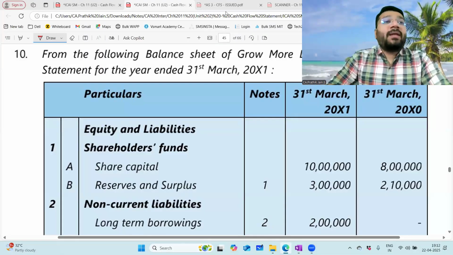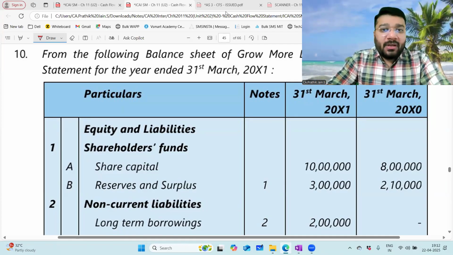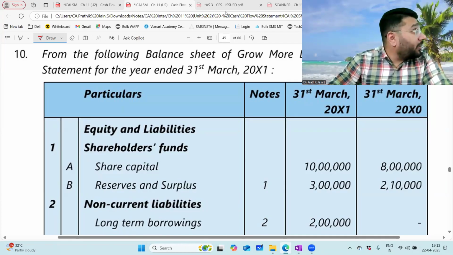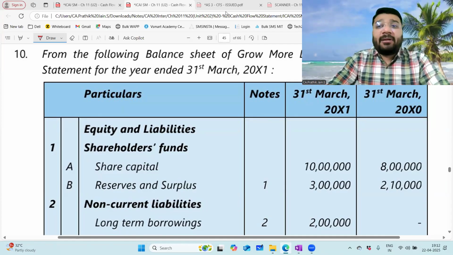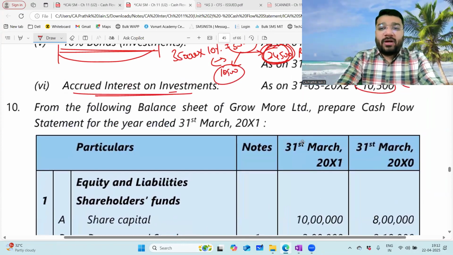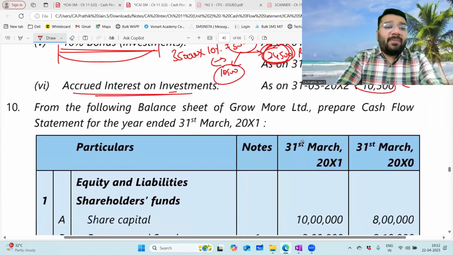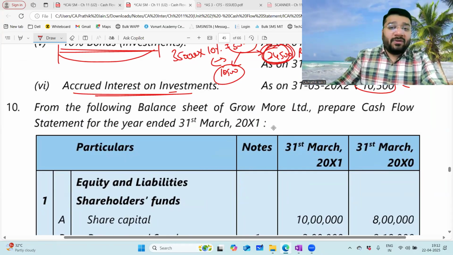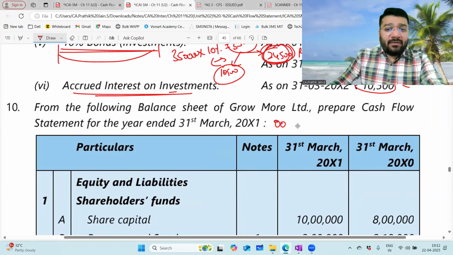Yes, people, welcome back from the break. So let's continue. Guys, the next question is the 10th question of your book back or chapter back, you can say. We completed the 9th one, now the 10th one. From the following balance sheet of Grow More Limited, prepare a cash flow statement for the year ended 31st March 2001. So this question, Siddharth, pertains to which financial year? 2000, 2001.